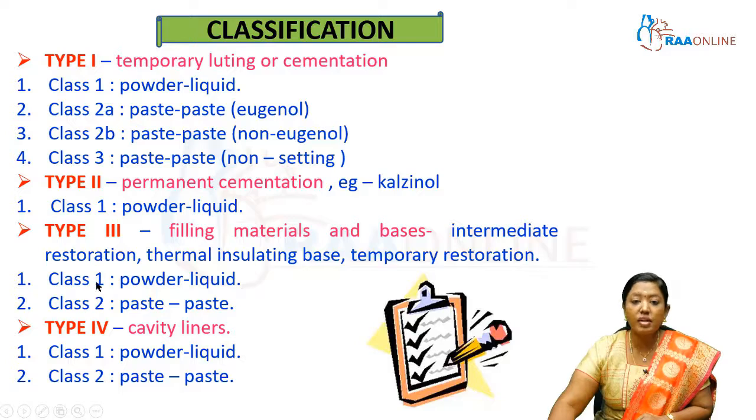This is available as class 1, which is a powder and liquid based system, and class 2, available as a 2-paste system, most commonly a base paste and a catalyst paste. Then type 4 is your cavity liners. This is again available as class 1 and class 2. Class 1 is available as powder and liquid and class 2 is available as a 2-paste system, paste and paste.